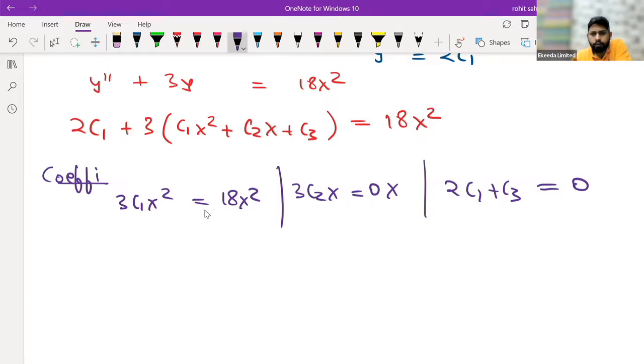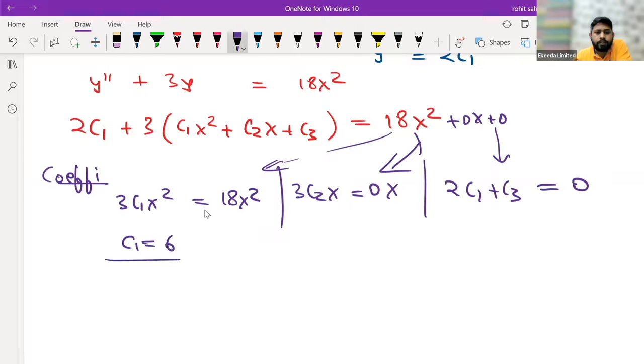Okay, look here, I wrote 0x plus 0, and I have put the different coefficients in different places. That's it. So 3c1 is x square 18, so c1 becomes 18 by 3 which is 6. c2x, so c2 has nothing to do with it, c2 will become independently 0. 2c1, so 12 plus c3 equal to 0, therefore c3 becomes minus 12.